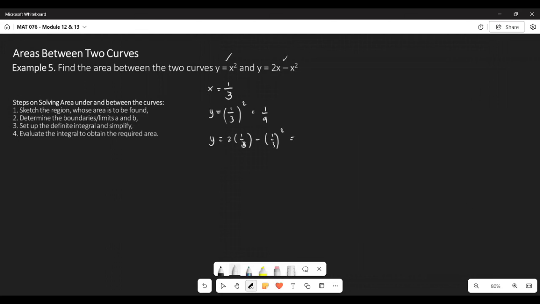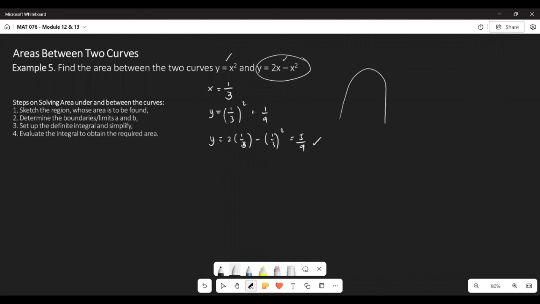Yan ay equal sa 2/3 minus 1/3 or 1/9, 5/9. So obviously, mas malaki yung pag ginamit itong y is equal to 2x minus x squared. Therefore, ang nasa taas na curve is etong may bilog, ano? Yan ay opens downward kasi may negative, ano? So balikan nyo na lang yung concept ng inyong curve.